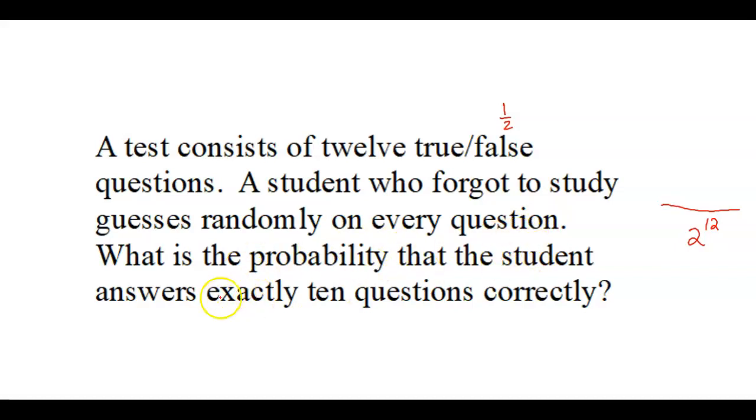Now, what is the probability the student answers exactly 10 questions correctly? If we were to line up the trues and falses and which ones are correct and which ones are incorrect, we need to take our 12 total questions and choose 10 of them to be correct. So our probability would be 12 choose 10 over 2 to the 12th power. Again, I'm not going to evaluate it, but I would want you to do that on your homework.